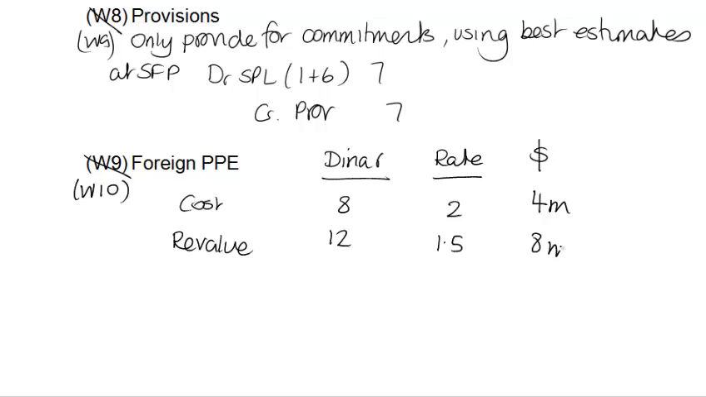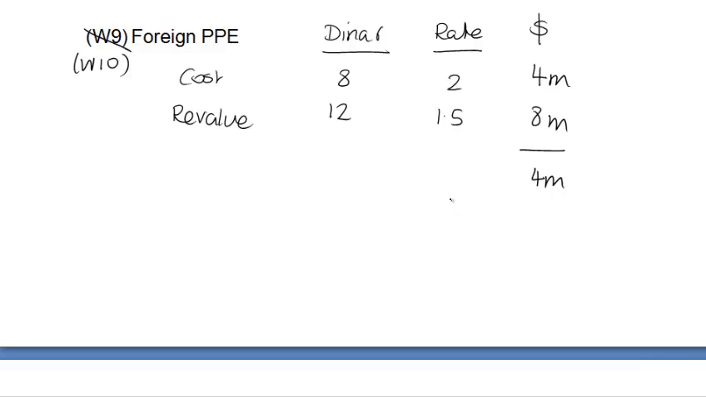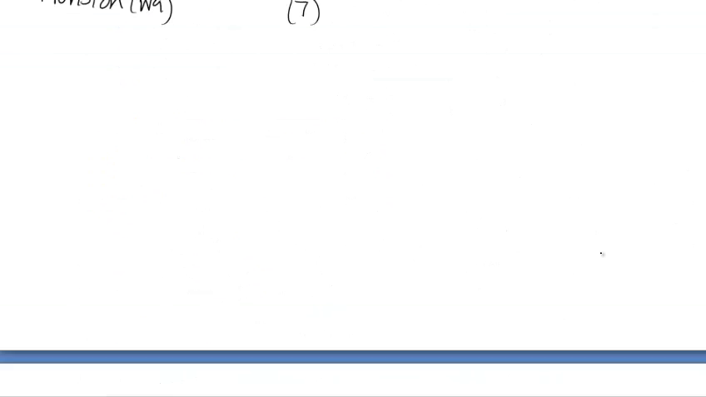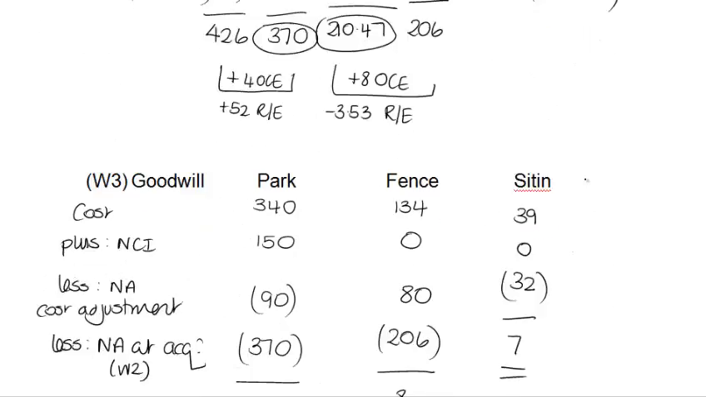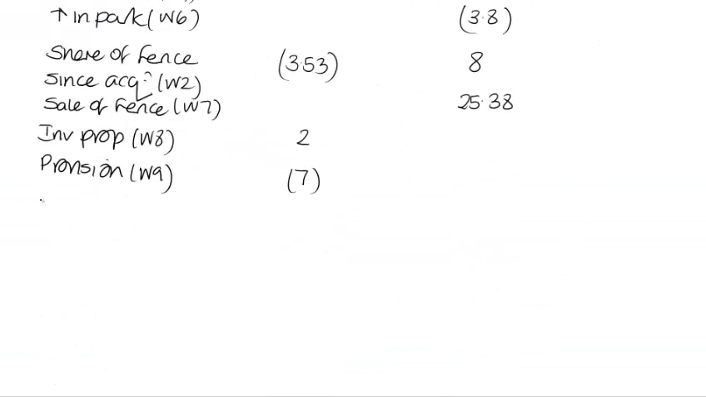So the revaluation is up to 8 million. So therefore we've got an increase in the value of 4 million. Debit PPE, 4 million. Credit revaluation surplus, which flows through into other comprehensive equity. PPE plus 4 from working number 10. Reserves overseas from working number 10, 4. So that's note 6 dealt with.